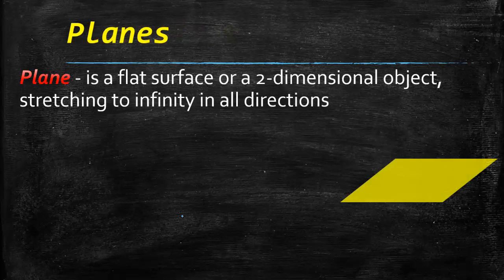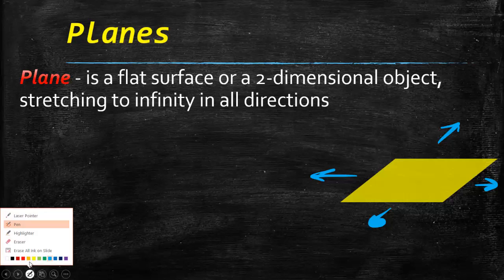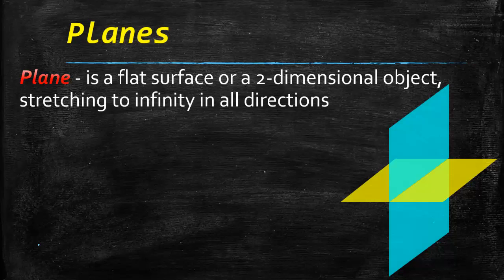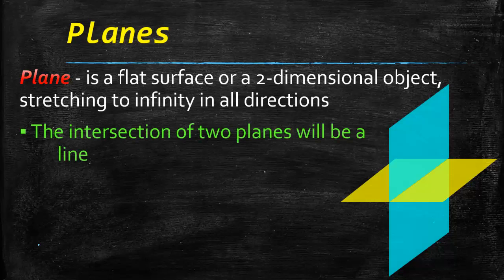All right, planes. A plane is a flat surface or a two-dimensional object stretching to infinity in all directions. So even though it just looks like a simple figure, it actually goes on in every direction infinitely. So keep that in mind. All right. So let's say we had another plane that intersects it. The intersection of two planes will be a line. So not a segment, a line.